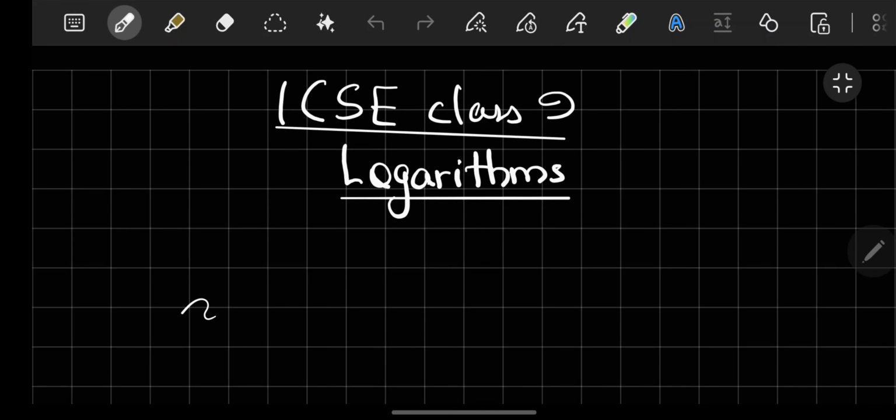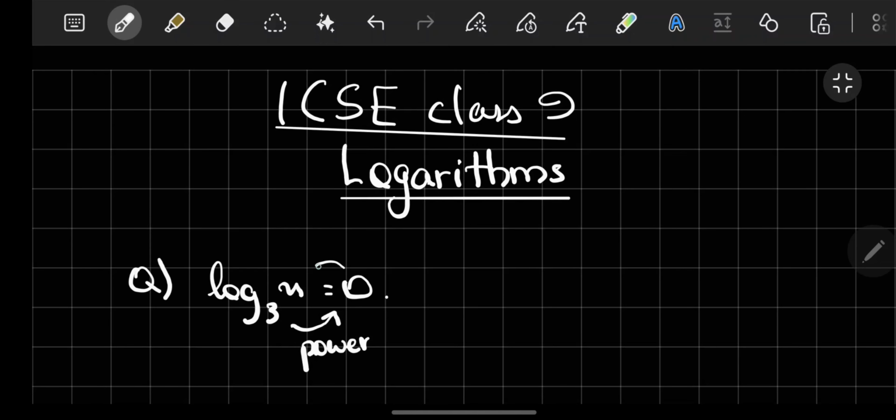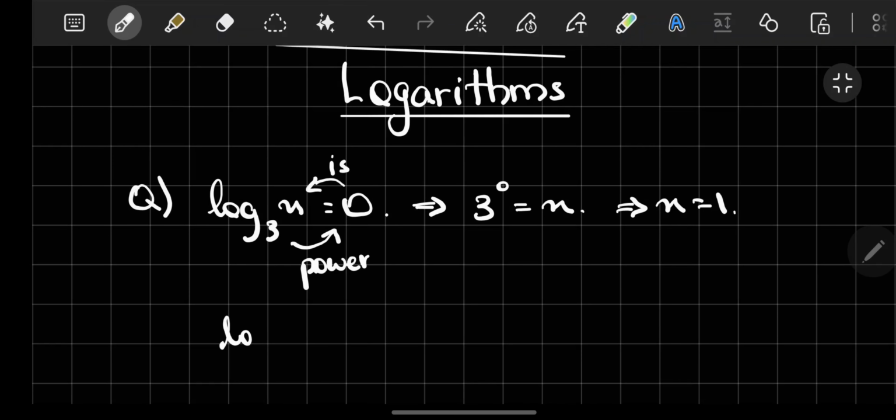So in the last class we discussed logarithms and the basics of it. Today we are going to discuss the different laws of logarithms. Before that, let me check your knowledge. Find the value of x if log x to the base 3 is 0. As we remember, 3 power 0 is x. Therefore, x should be 1.